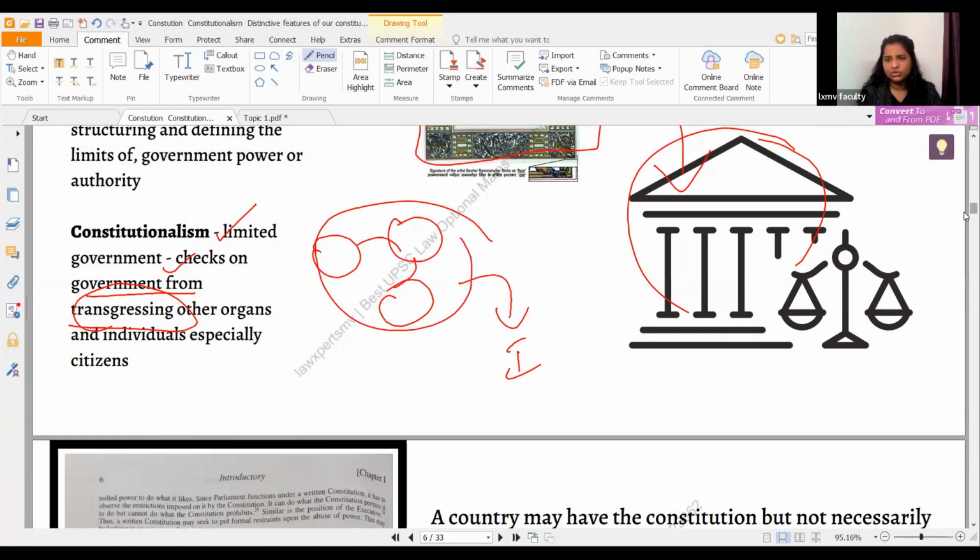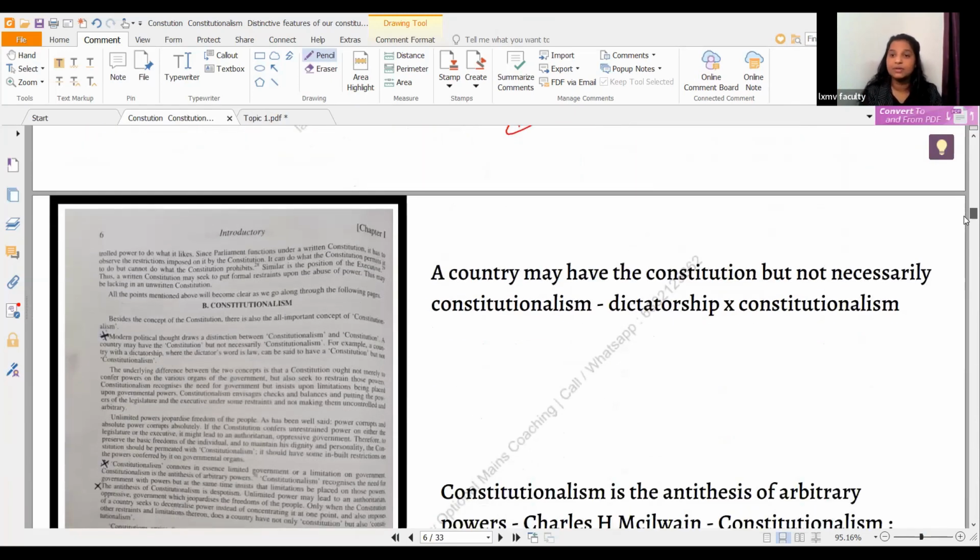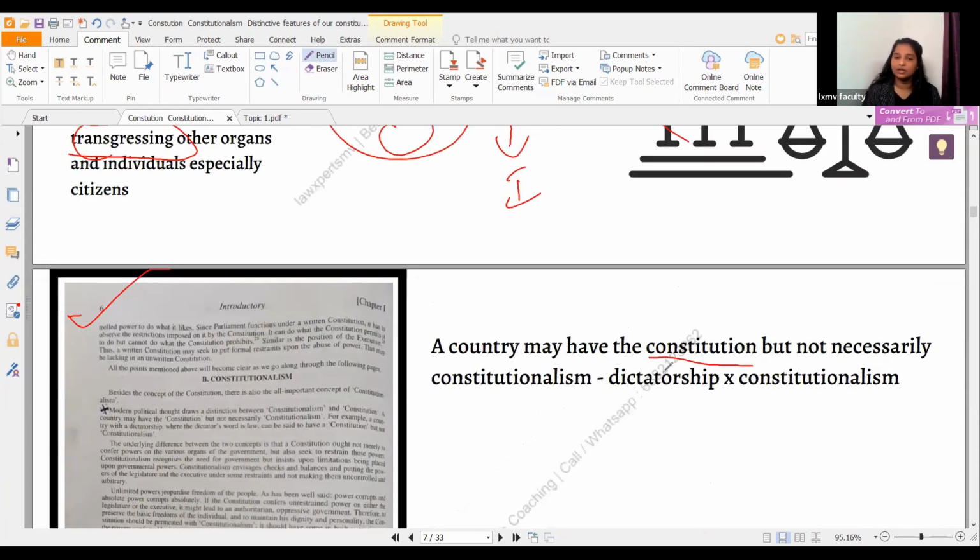When you're talking about constitutionalism, there are very important statements that we must note. Why are we noting statements? Because UPSC is very keen on statement-based questions. From where do these statements come? They come from the standard book. So this is a snippet from MPJ. Okay, so I have marked the important statements here. Please go through. The first statement is, a country may have a constitution, but not necessarily constitutionalism. You understand the meaning here, right?